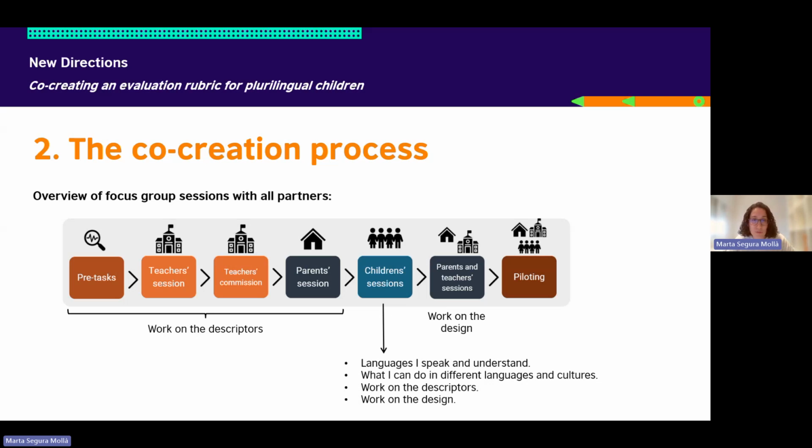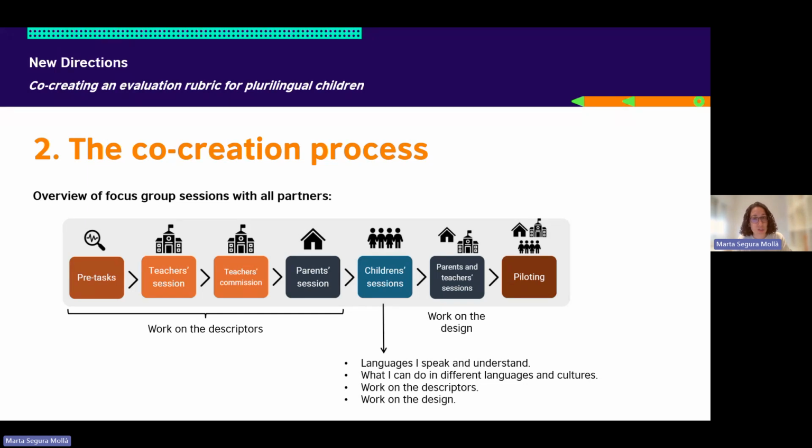Within the first 4 sessions, we worked on pre-tests as the researchers, for example, filtering the CEFR descriptors as the starting point, setting up the whole project and the process. Then we worked with the teachers on a first session, and with a smaller teachers commission on a second session, and then with the parents as well. So in these first sessions, we basically worked on the descriptors that we wanted to include in the rubric.